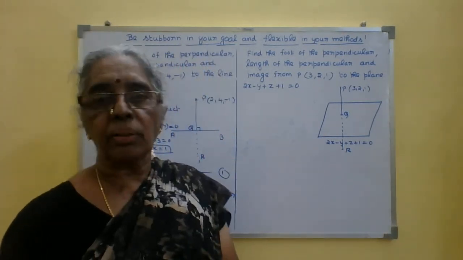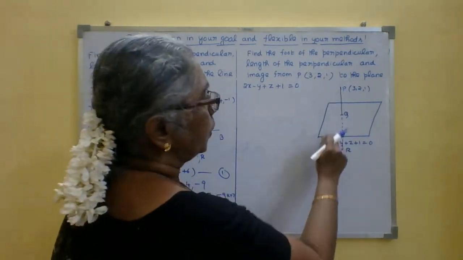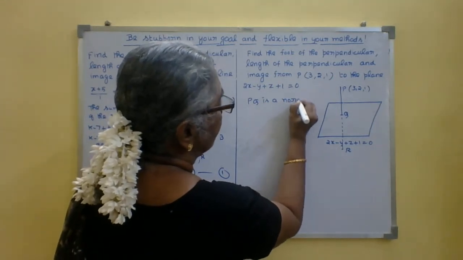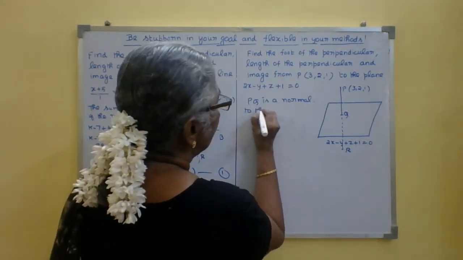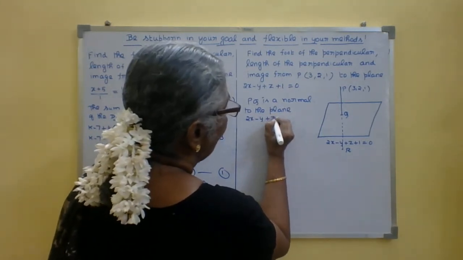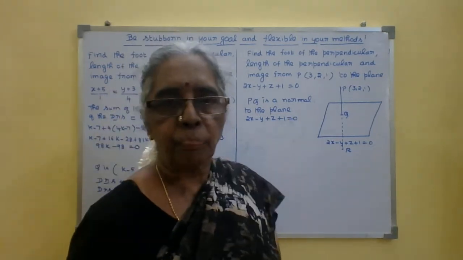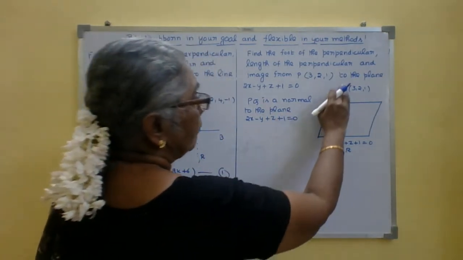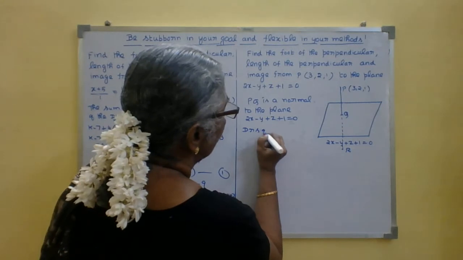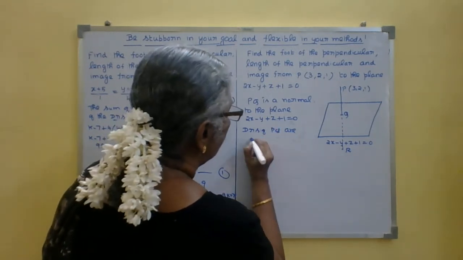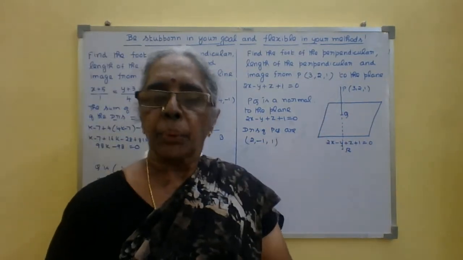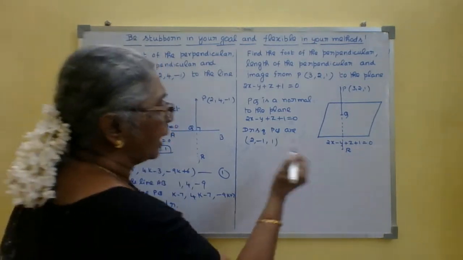Now let me come to this one here. Here, because this PQ is perpendicular to the plane, PQ is a normal to the plane, right? PQ is a normal to the plane 2x minus y plus z plus 1 is equal to 0. So now, when that is the normal, you can easily find the direction ratios. So I will write drs of PQ are 2, minus 1, 1. Correct? Now, you know the point P. You know the drs. You can write the equation of the line PQ.